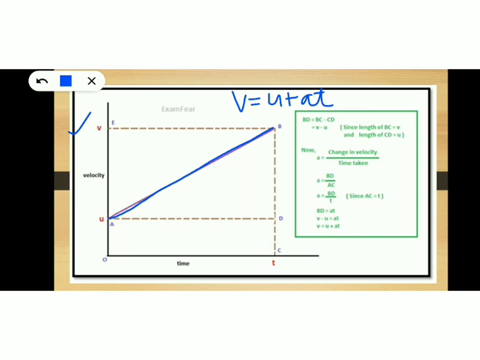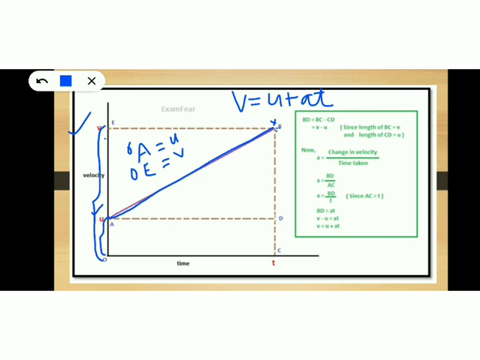You can notice one thing: here the graph does not start from the origin. The graph starts from this point, which means the object has some initial velocity, and that initial velocity is OA. OA is equal to U, which has been marked in this graph. Similarly, the distance OE is V, that is the final velocity, because it is the point corresponding to the final position B of the object. So OA is U, and OE is V.